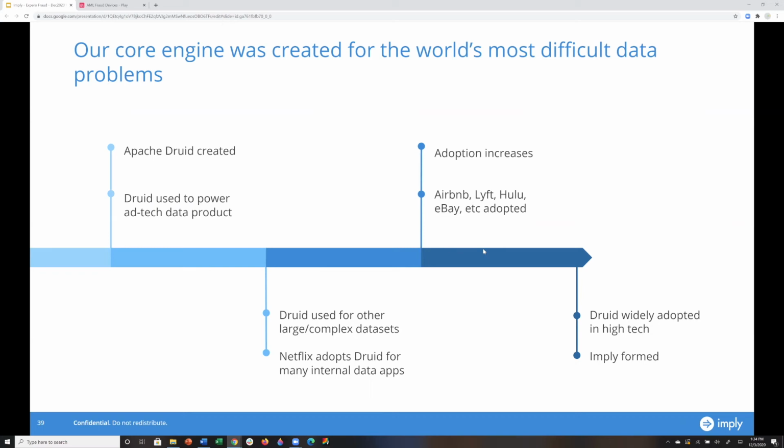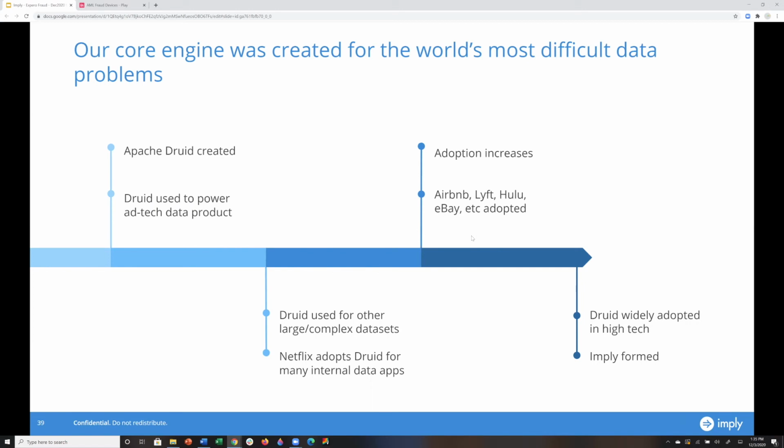And then close to a year after that, once Apache Druid was open sourced, Netflix actually was the very first commercial company that adopted Apache Druid. Until today, they are still using it for many different applications that help them understand the customer experience of their product being used globally. And as the adoption increases, you can see here other huge tech companies back on the West Coast, like Airbnb, Lyft, and Hulu, and eBay adopted it.